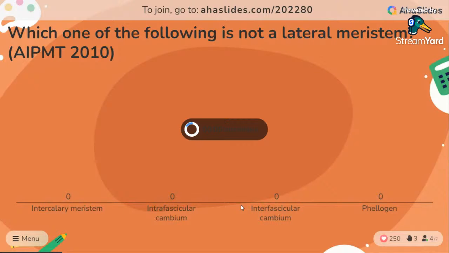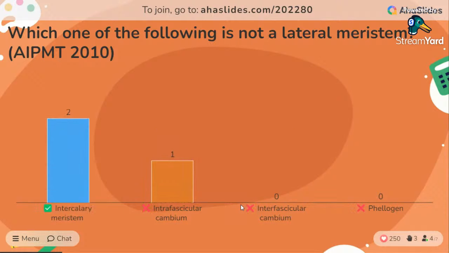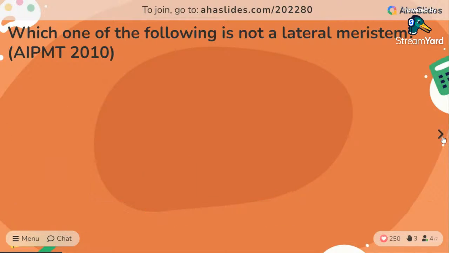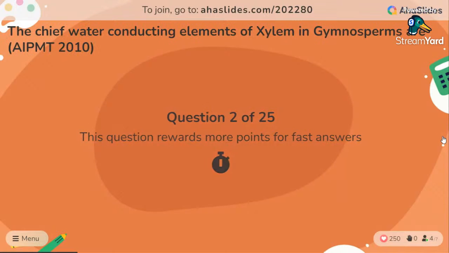Let's have the correct answer on the screen in 3, 2, 1. We have intercalary meristem as the correct answer for this question. Let's move on to question number 2. So we have 25 questions, 30 seconds each.